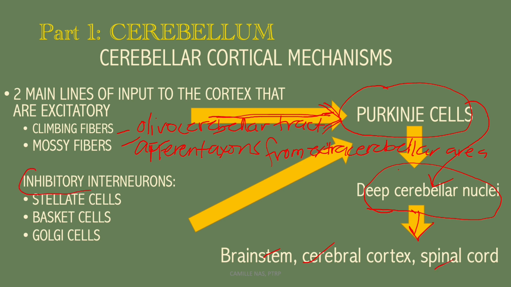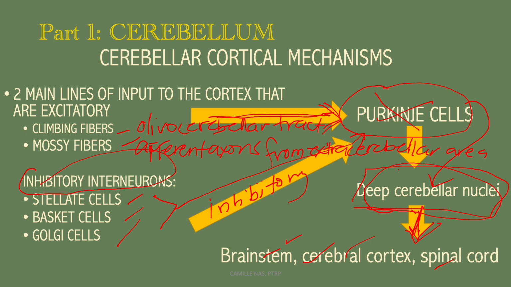But you also have your inhibitory interneurons, which are your stellate, basket, and your Golgi cells, remember? So once they send inhibitory input to your Purkinje, the function of your Purkinje cell to inhibit your deep cerebellar nuclei will be eliminated. So wala nang Purkinje, so therefore the function of your deep cerebellar nuclei, which is to send signal to your brainstem, cerebral cortex, and spinal cord, will be achieved.